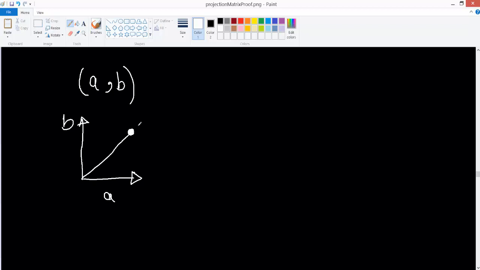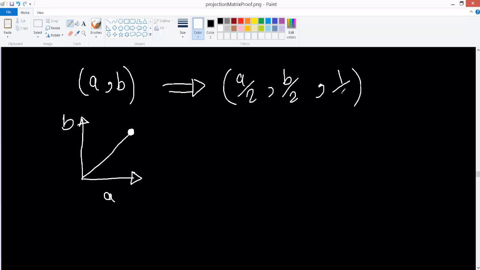In the homogeneous coordinates, each point is represented by two parts. The first part is some sort of direction, some sort of slope, and the second part is some sort of scale. So this same point can be represented in homogeneous coordinates as something like this, for example, A over 2, B over 2, and then here we can put a third dimension, which is half.